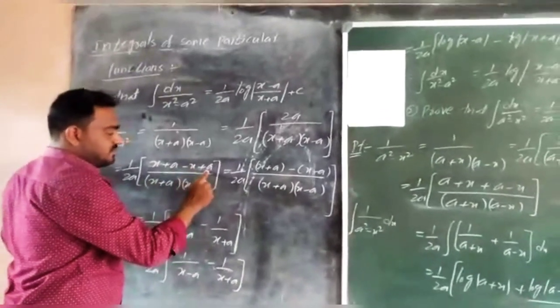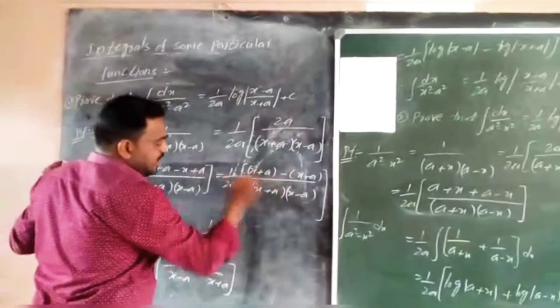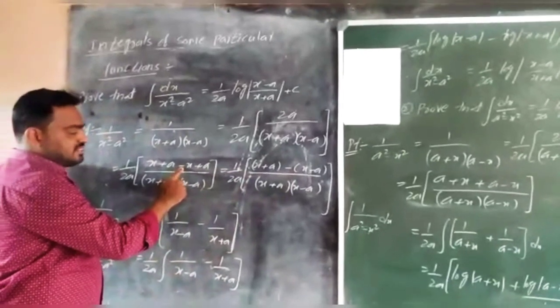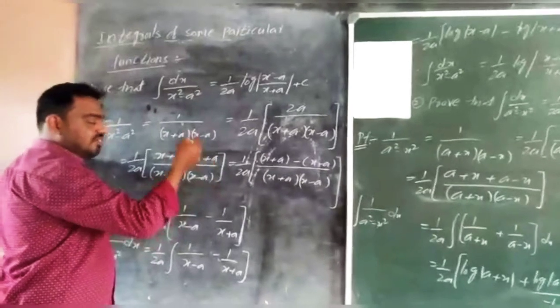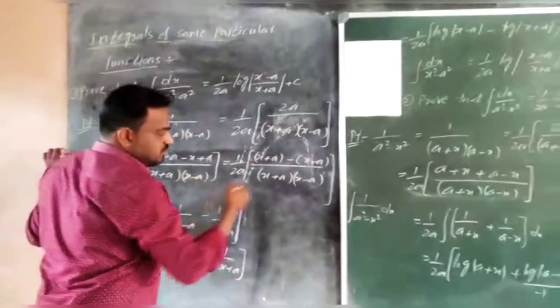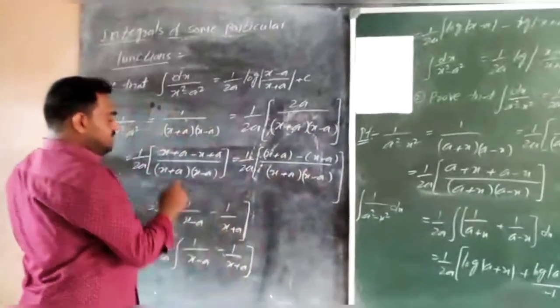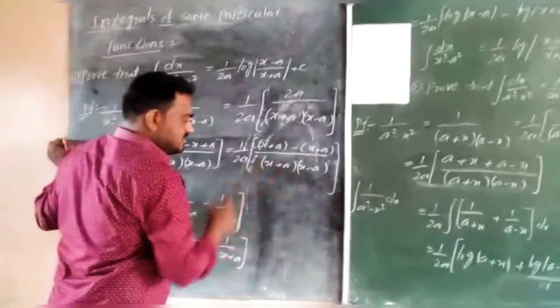In these two terms, I am taking common minus. So what am I getting? Minus is common, so remaining plus x. Here plus a is there. We take the minus common, so that minus a we are getting. Denominator x plus a into x minus a as it is.